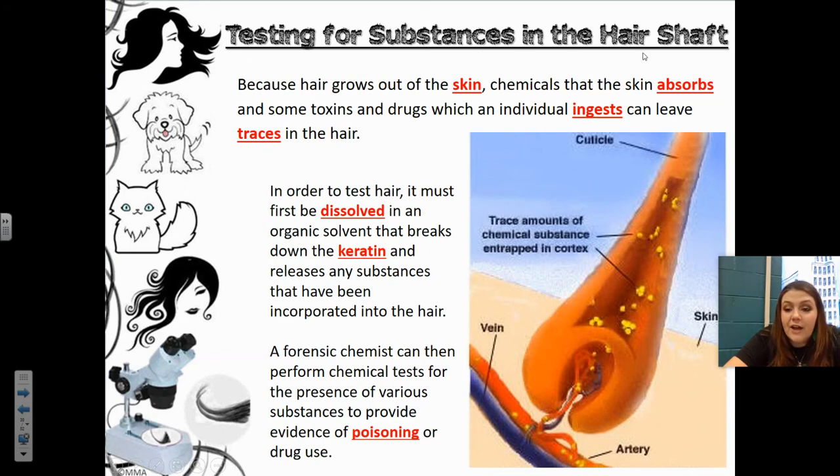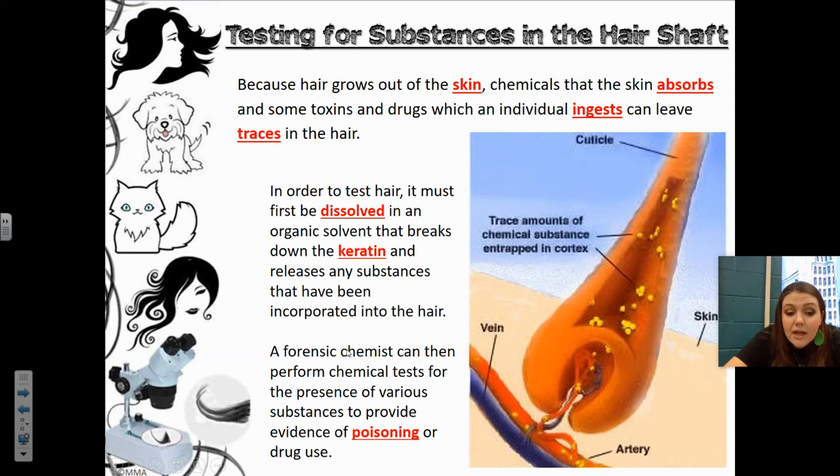Testing for substances in the hair shaft. So if we're moving past the microscope, there's some other things we can do to learn about a person's hair and match them in a crime scene. Because hair grows out of the skin, chemicals that the skin absorbs and some other toxins and drugs, which a person would ingest, can leave traces in their hair. So we can literally test poisons, drugs, things like that in a person's hair. In order to test the hair, it must be dissolved in an organic solvent that breaks down the keratin and releases any substances that might have been inside the hair.